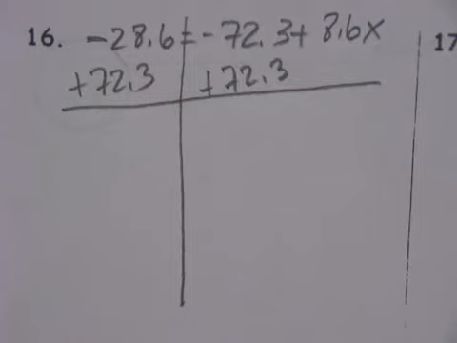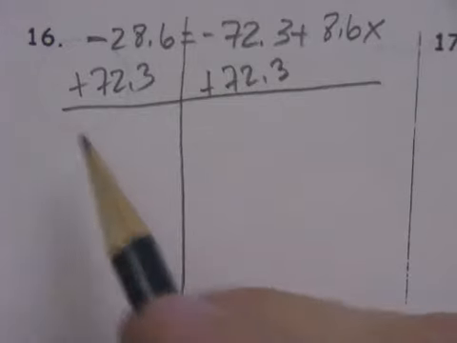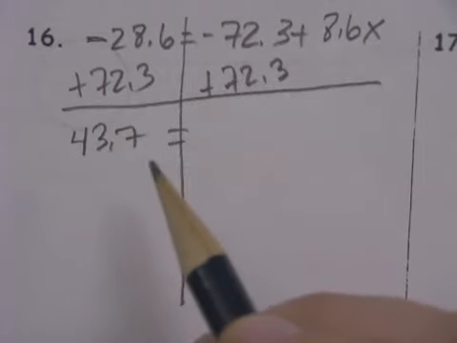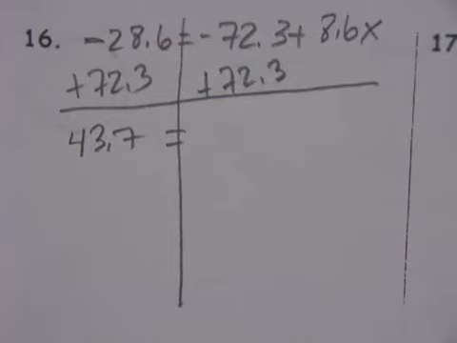Okay, and then add 72.3 and negative 28.6. All right, now when I do that on the calculator, I get 43.7. Let me try that one more time and see if I agree with that. Do you all agree with that or not? Let's try that one more time.